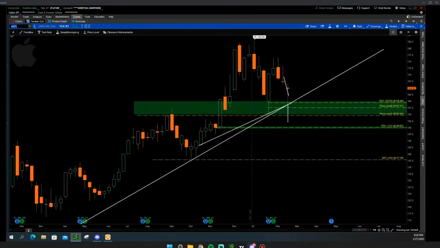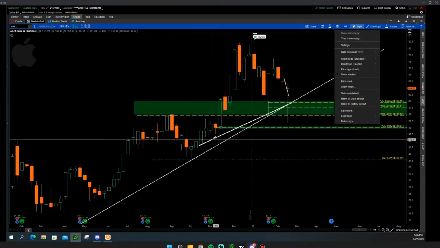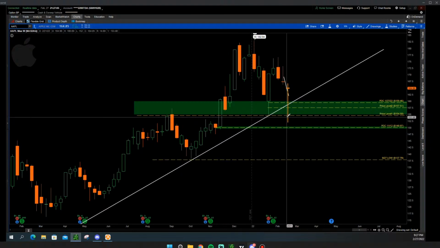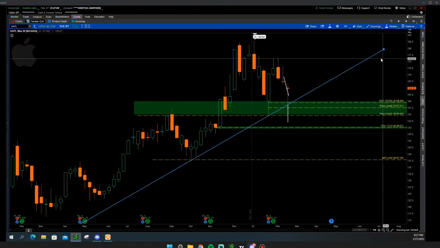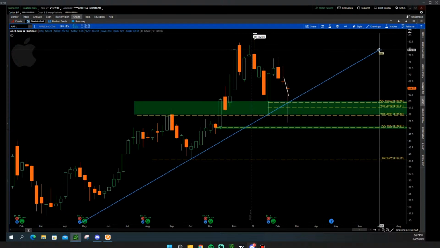Apple. Apple has a nice trend line here. Obviously, I see it.